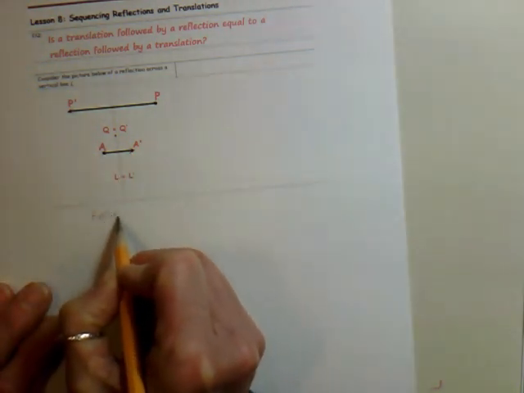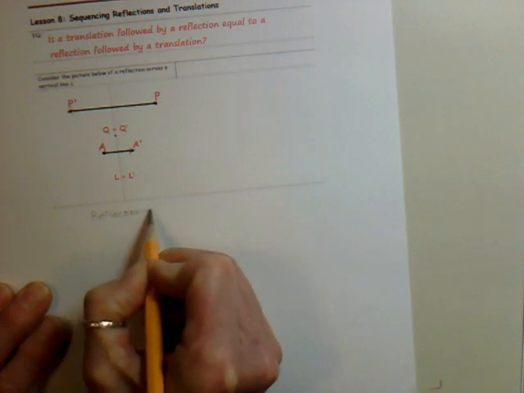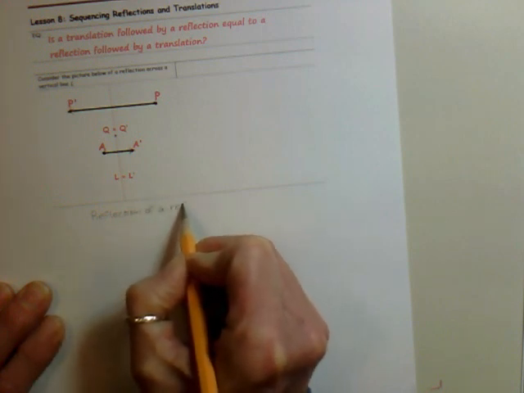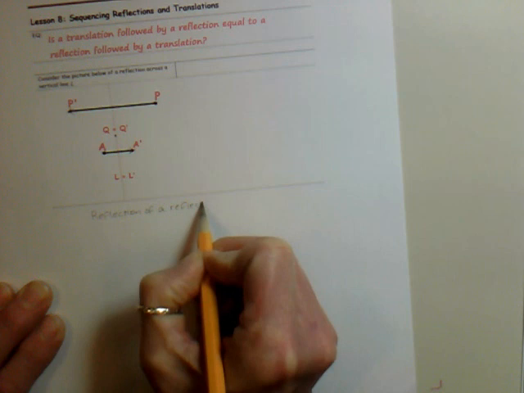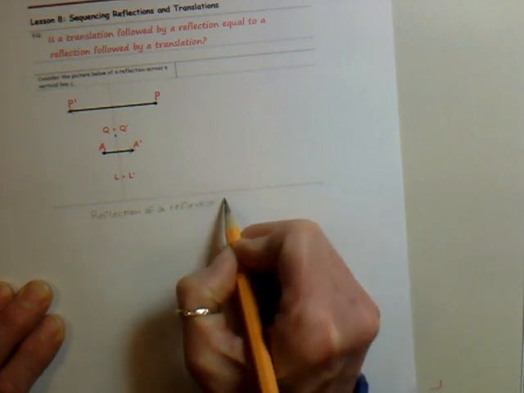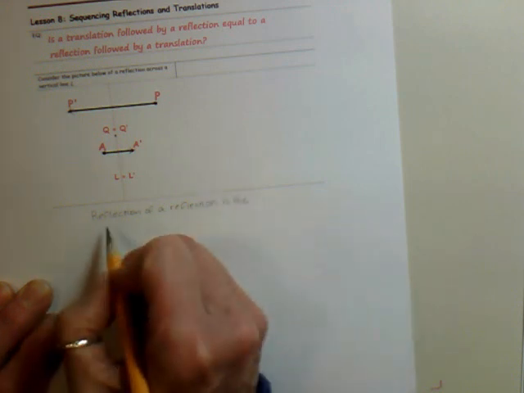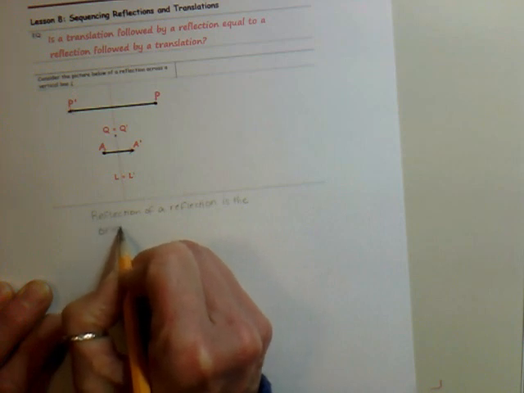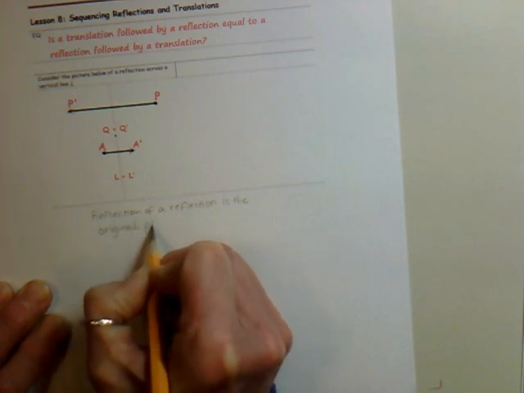The reflection of a reflection is the original point.